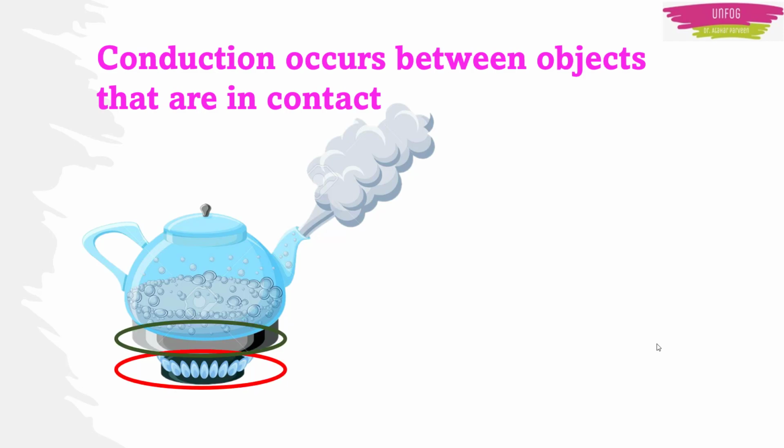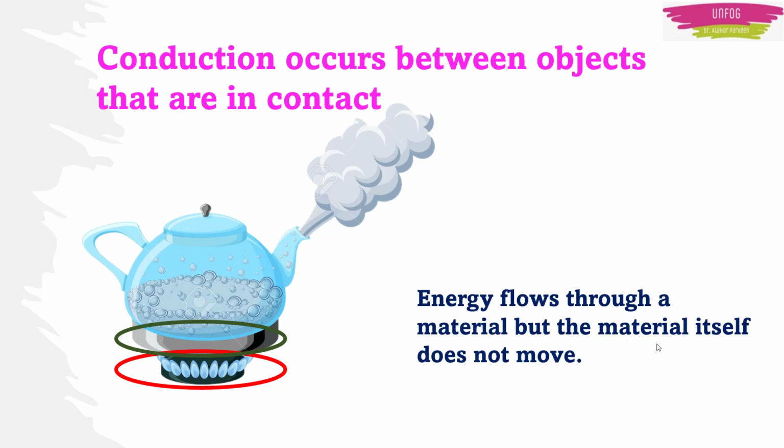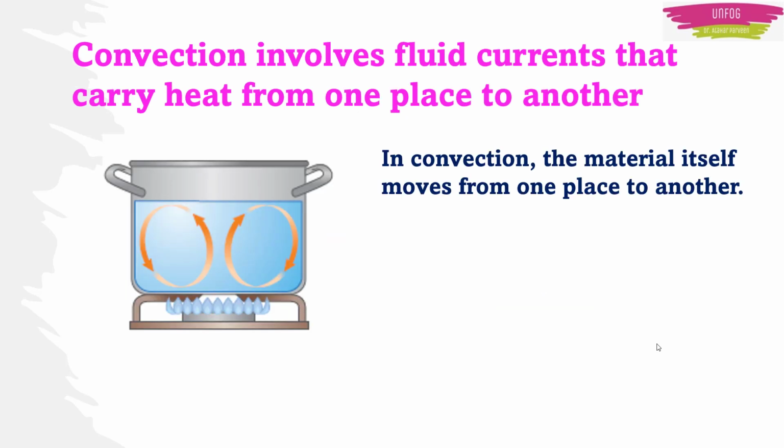The atoms that are vibrating in the object at higher temperature collide with atoms in the object at lower temperature, resulting in a net transfer of energy to the colder object. In conduction, energy flows through a material, but the material itself does not move. Whereas in convection, the material itself moves from one place to another.